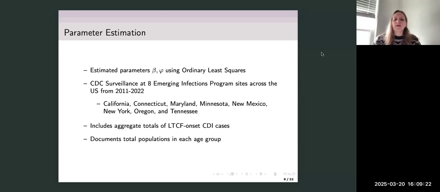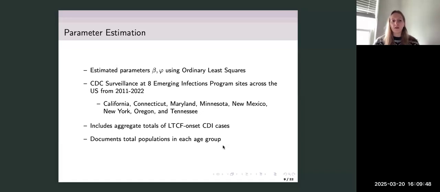So before we can go and actually try to run some results with those equations that Kristen just talked about, we had to estimate a few parameters. In particular, we estimated beta, which is our force of transmission, and then phi, which is the rate at which diseased individuals become colonized. And this was done with ordinary least squares methods. And the data that we were working with to do this came from the CDC's Emerging Infections Program.